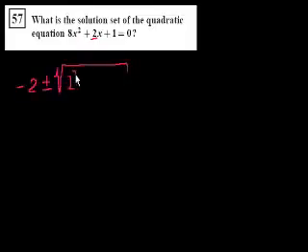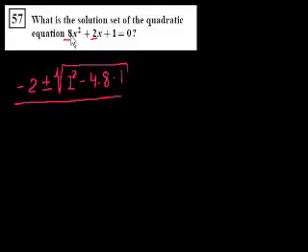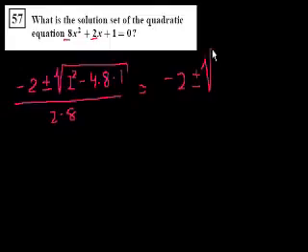So it's negative b. b is 2, right? So it's negative 2 plus or minus the square root of b squared. Well, that's 2 squared. Minus 4 times a. A is 8 times c, which is 1. All of that over 2 times a. So 2 times 8, which is equal to minus 2 plus or minus the square root of 4.